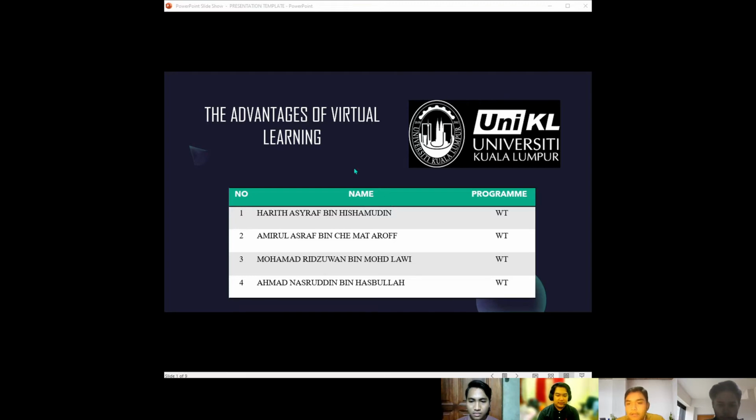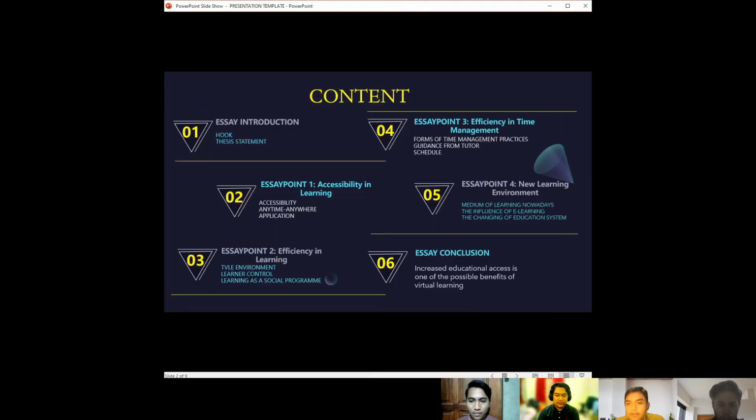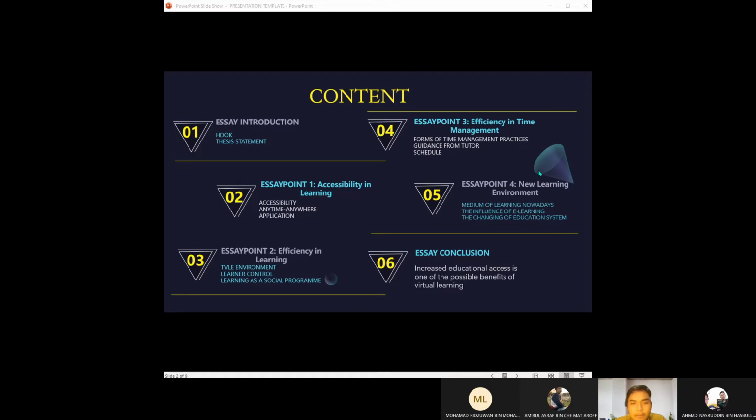Next, I will present to you about the content. As you can see, the first slide will be the essay introduction, which is the hook and thesis statement. The second slide will be essay point 1, accessibility and learning, which is accessibility anytime, anywhere. And the third slide will be essay point 2, efficiency in learning, where the content is the TVLE environment, linear control, and learning as a social program.